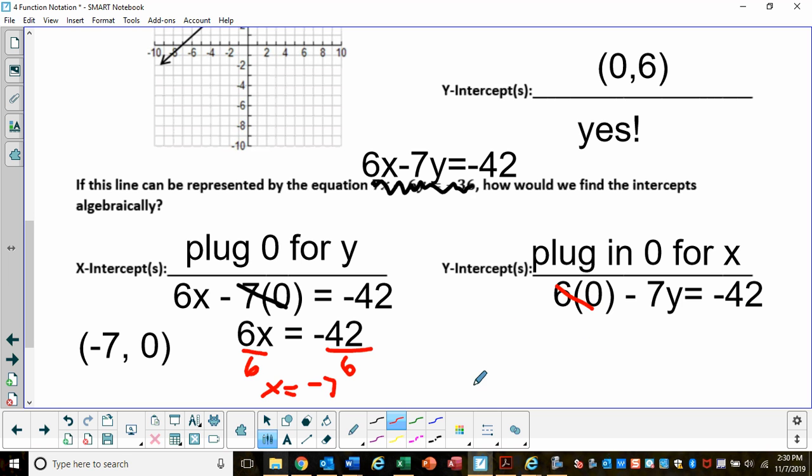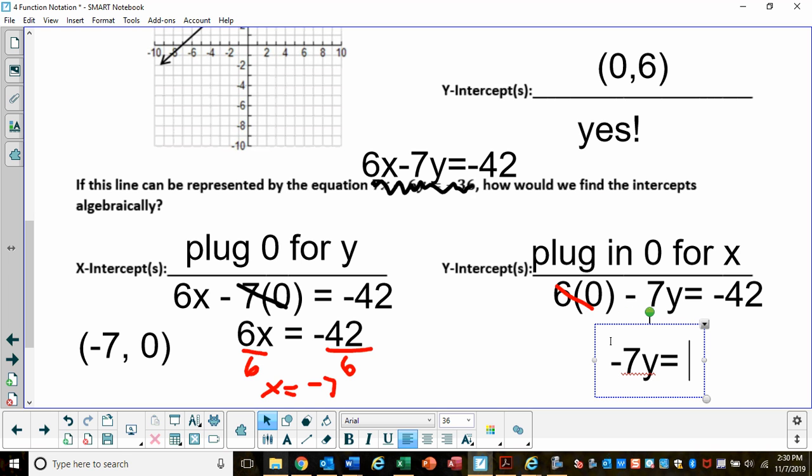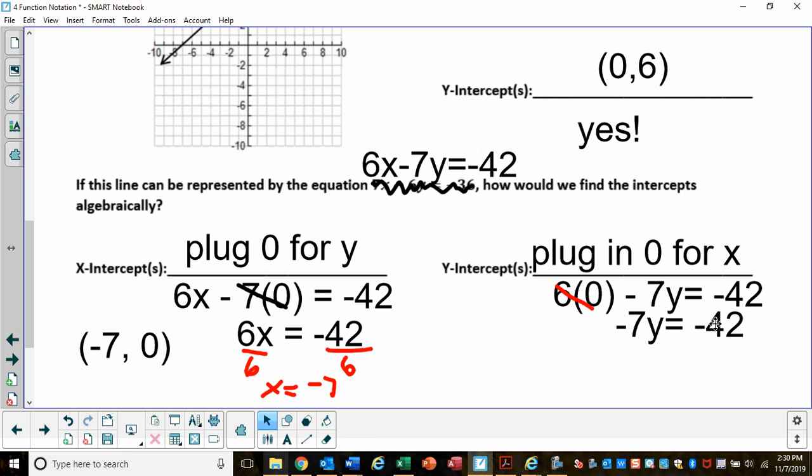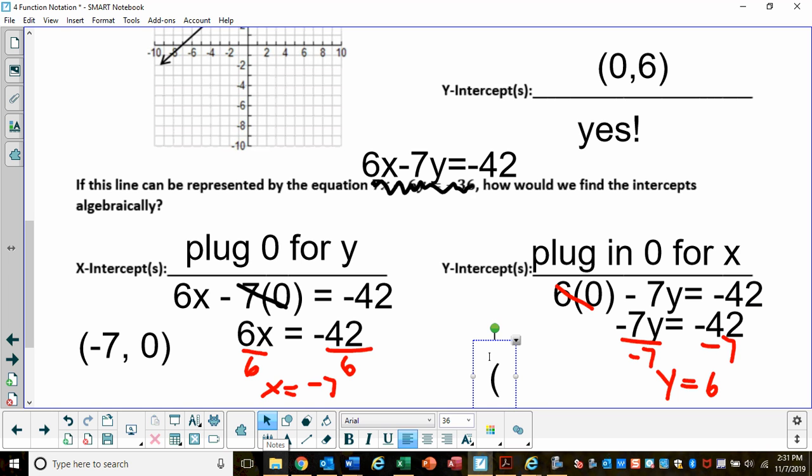And so what I get is negative 7y equals negative 42. And I go ahead and solve for it. So I take my marker. I'm going to divide by negative 7. Divide by negative 7. And I get y equals 6. So I use that y value to make my intercept ordered pair. So 0, comma 6. Just like we got from the graph. Okay?